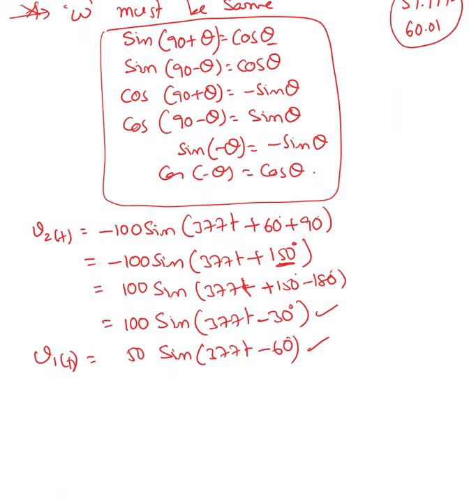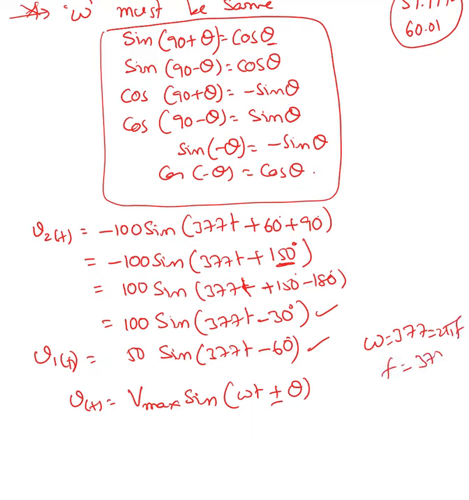Okay, that's good. Now if you look at this, these waveforms look like v of t equal to v max sine omega t plus or minus theta. Okay, so we know that omega is 377 in this case, which is 2 pi f. If you find f, it must be 377 over 2 pi, which is 60 hertz. So the 50 and 100 are the maximum values.